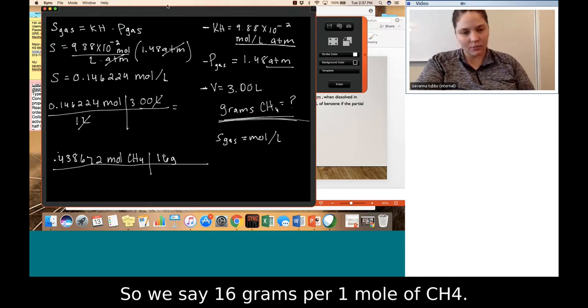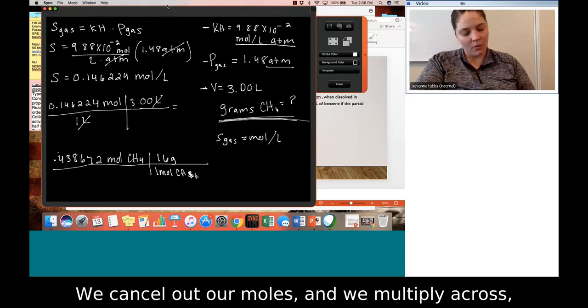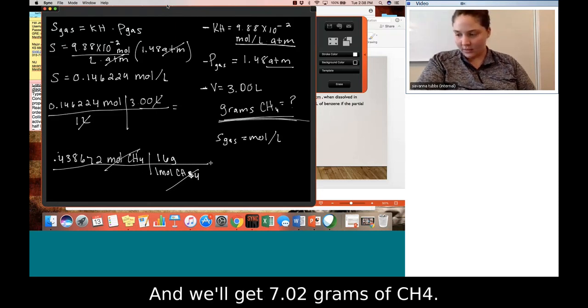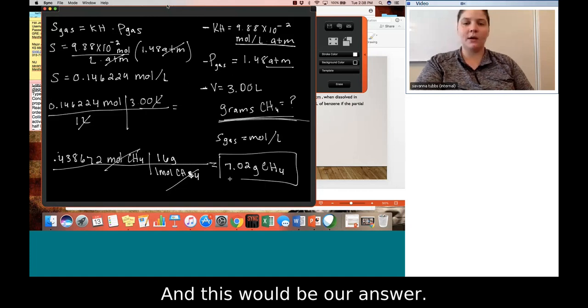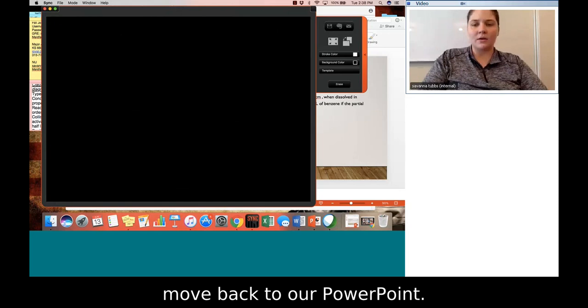So we say 16 grams per 1 mole of CH4, sorry, I wrote a 3, it's a 4. We cancel out our moles and we multiply across and we'll get grams. So you'll do 0.438672 times 16, and we'll get 7.02 grams of CH4. And this would be our answer. All right. We'll go ahead and clear this, and then we'll move back to our PowerPoint.